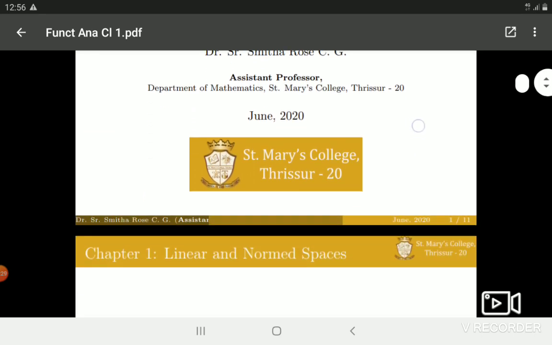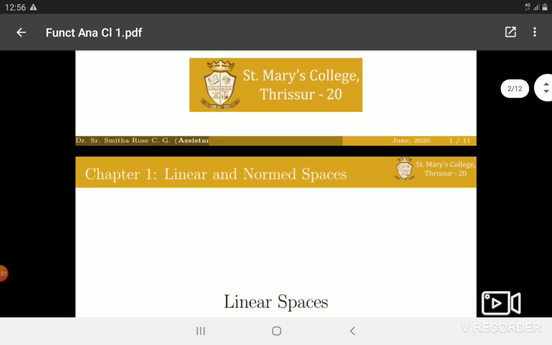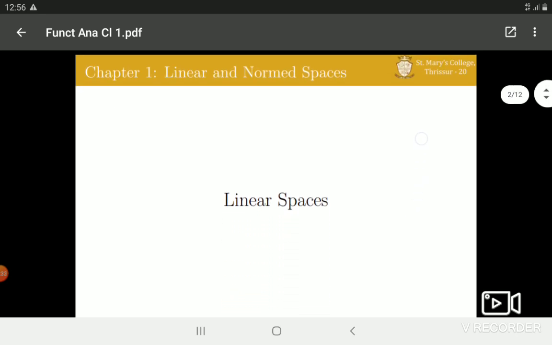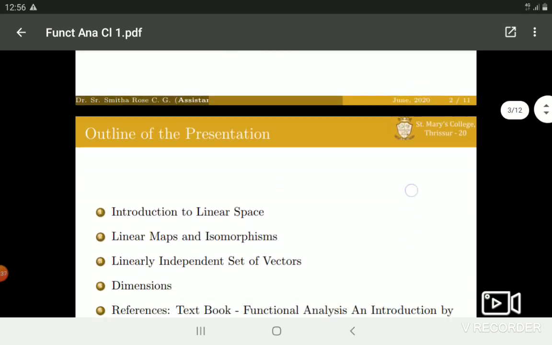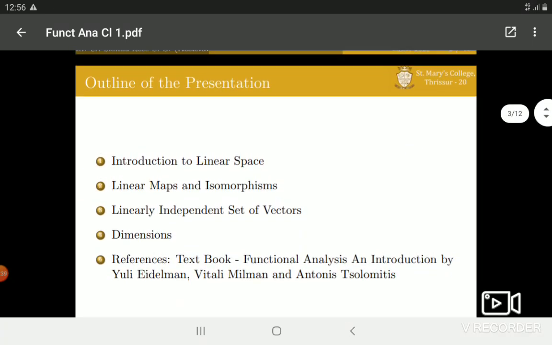So the new textbook, I'm going to deal with linear spaces in this video, and the new textbook is authored by Yuli Edelman, Vitaly Milman and Antonis Tsolomitis, and the name of the book is Functional Analysis: An Introduction. So we are following that new text in these classes for this third semester.